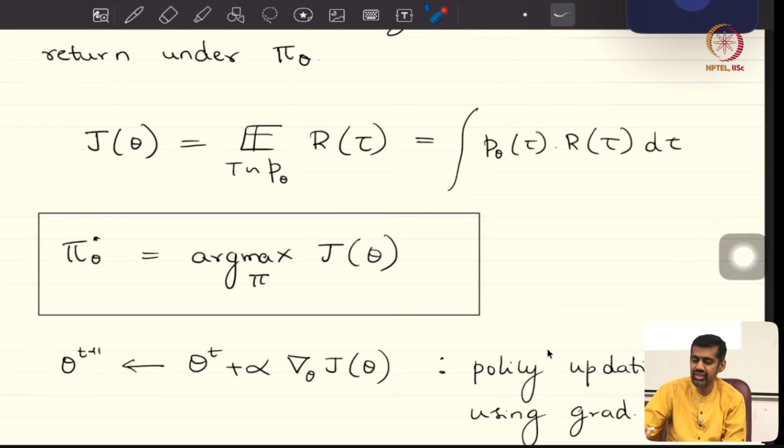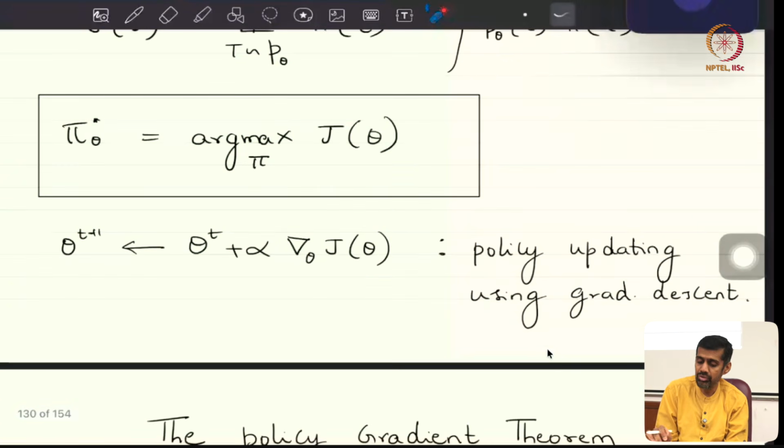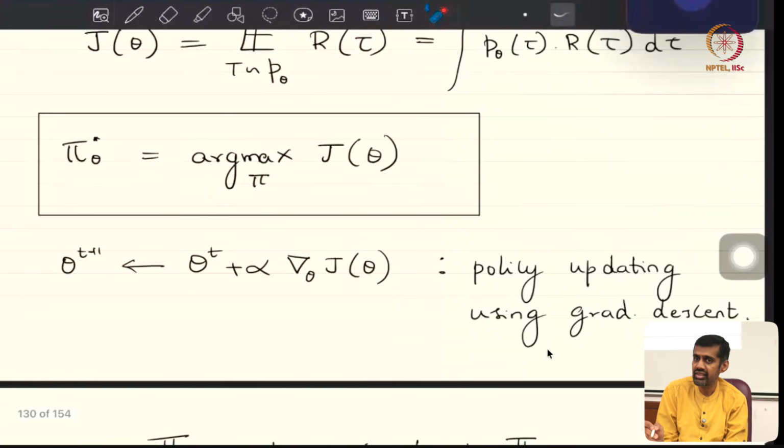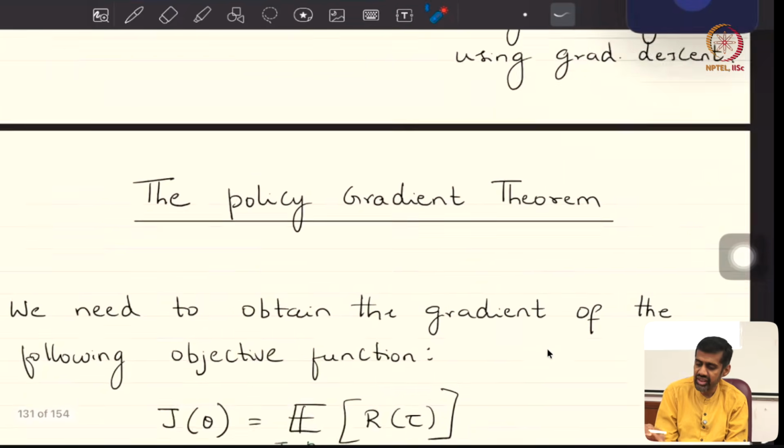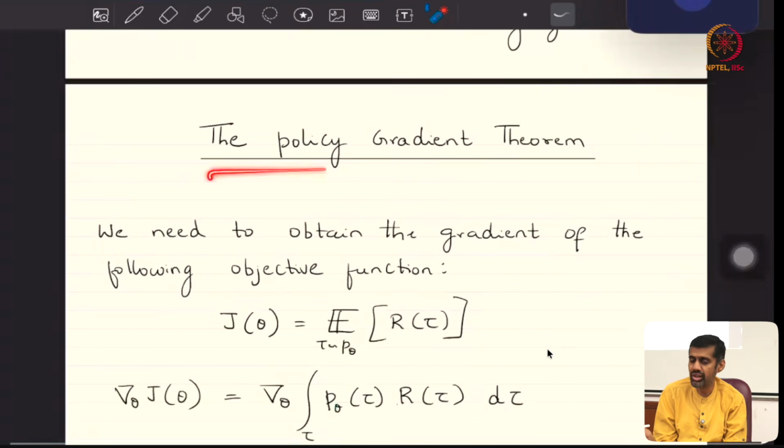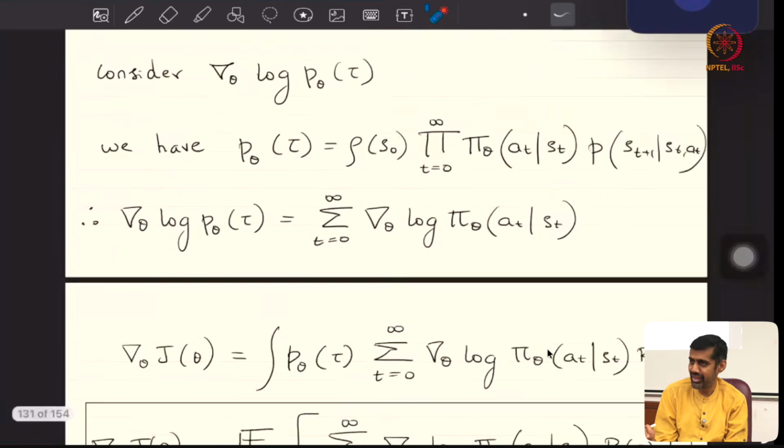Assume that you want to optimize this particular task. You want to find a policy that would maximize this expected reward. How do you do it? Just use gradient descent to do it. That is policy updating using gradient descent. Now, to do this, we need to find the gradient of the expected reward, isn't it? How do we get that is the question. And for that, we need this beautiful theorem called the policy gradient theorem. Maybe skip the proof, it's very nice.